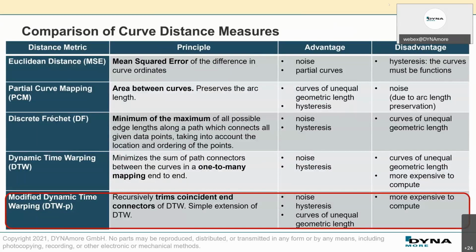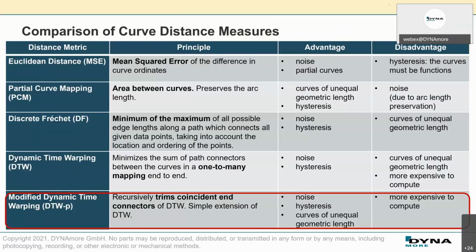Then we have the partial curve mapping, which calculates the area between the curves. This is also suitable for partial curves, but the disadvantage is it uses the length of the curve, so it's not suitable for noisy curves, or it requires filtering if you have noisy curves. Then we have discrete Fréchet and dynamic time warping. Both are suitable for noisy and hysteretic curves, but they always compare the full curves, so they are not suitable for curves of unequal geometric length.